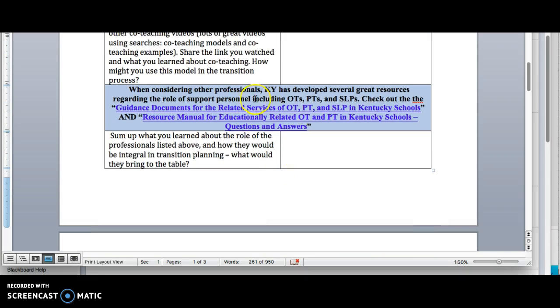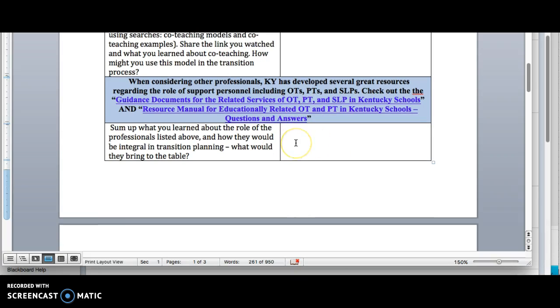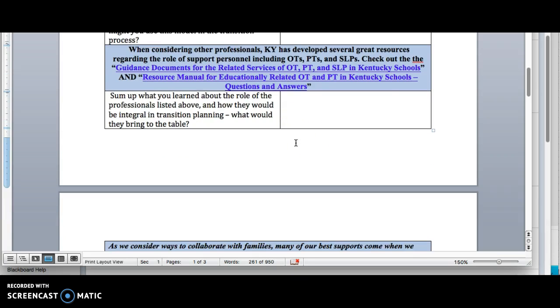So after you look at co-teaching, the next thing I want you to do is look at the Kentucky guidance documents for OT, or occupational therapy, PT, which is physical therapy, and SLP, which is speech and language pathology, in Kentucky schools. And we also have a resource manual. Check out these two documents that talk about the roles of related services and what we can do.